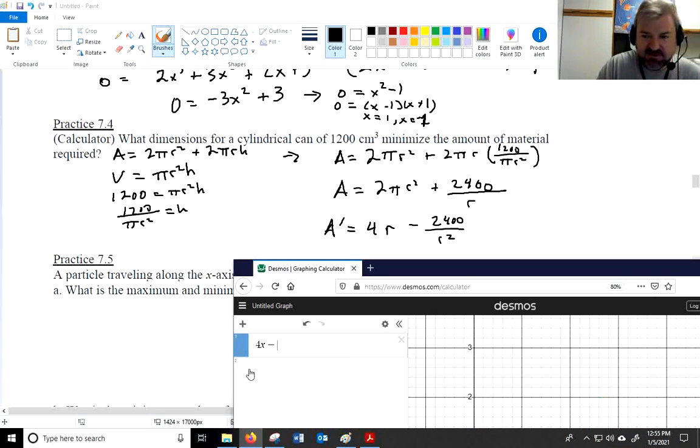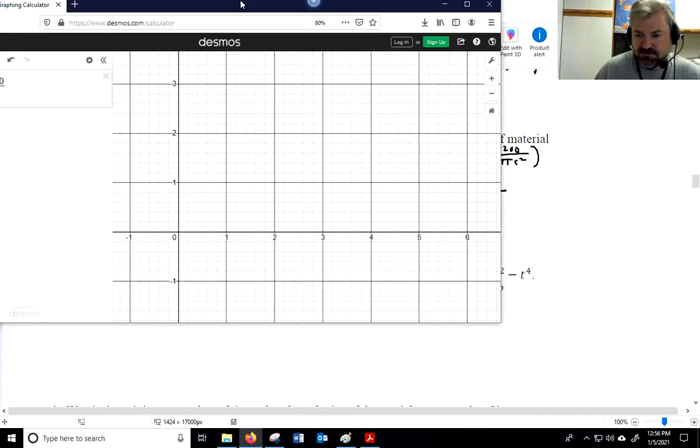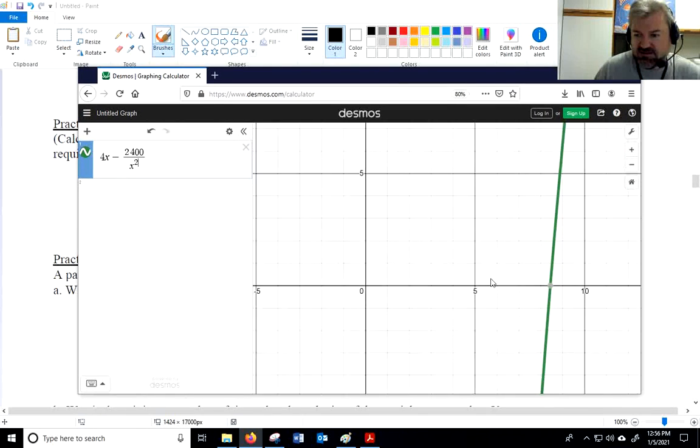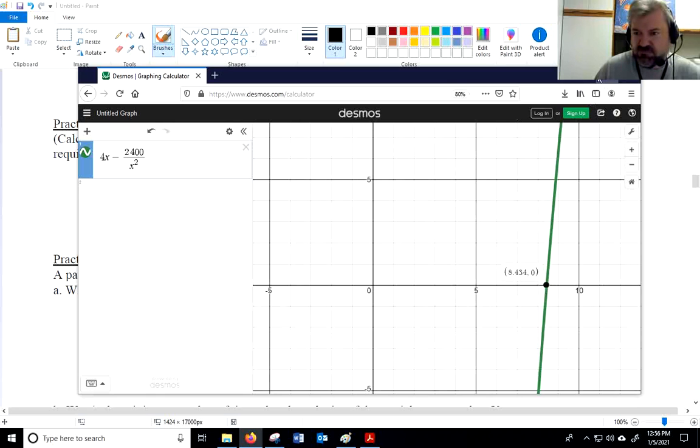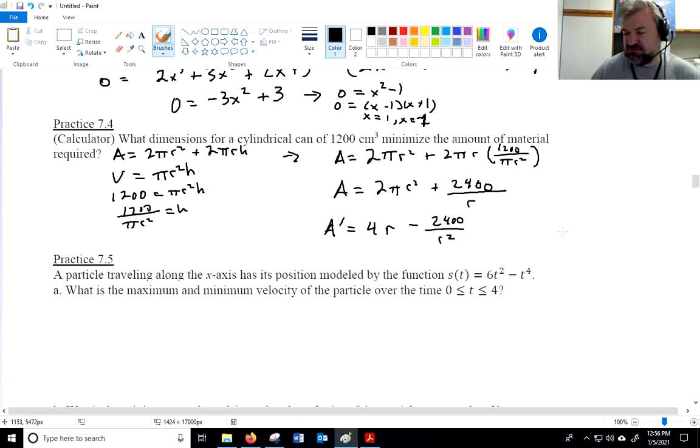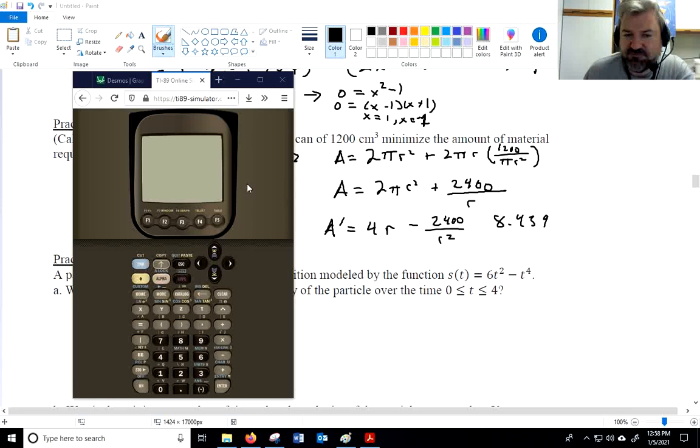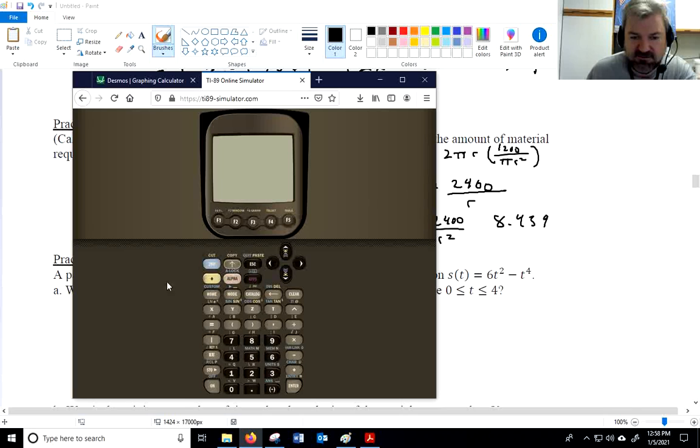So 4x minus 2400 over x squared. And let's take a look at that. All right, so it looks like 8.434. You do need to be able to do that with a TI-89 or whatever calculator you're using, Inspire. All right, so just out of an abundance of review and caution, let's make sure that everybody's aware of how to do that on a TI-89 calculator. So I've got a TI-89 simulator up here.